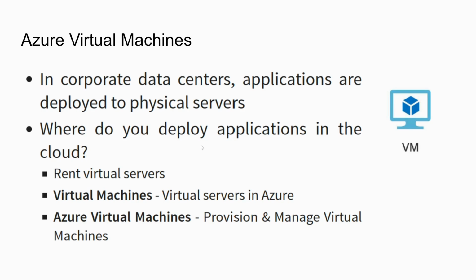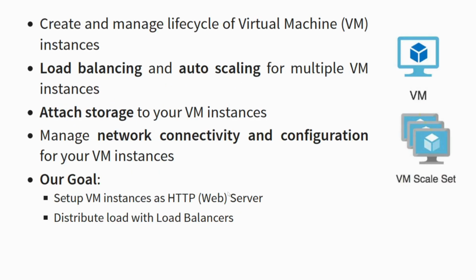I have already worked with AWS and GCP. In AWS, it's called EC2, and in GCP, it's called Compute Engine. In Azure, we call them virtual machines. Azure virtual machines allow you to provision and manage these virtual servers with ease. Now let's discuss some of the important features.